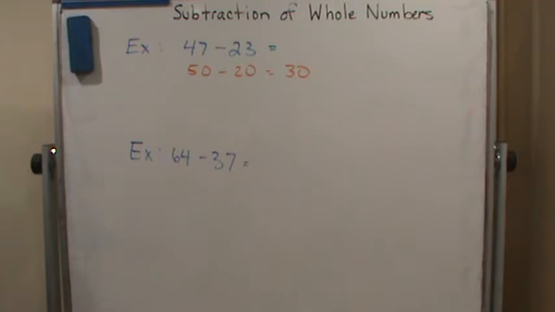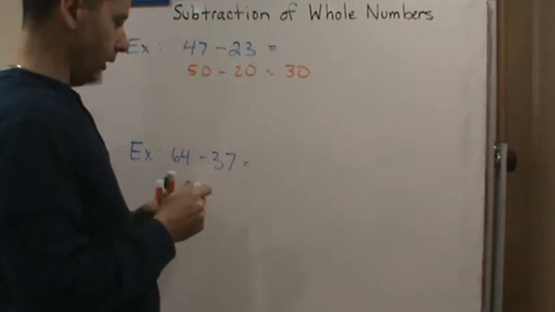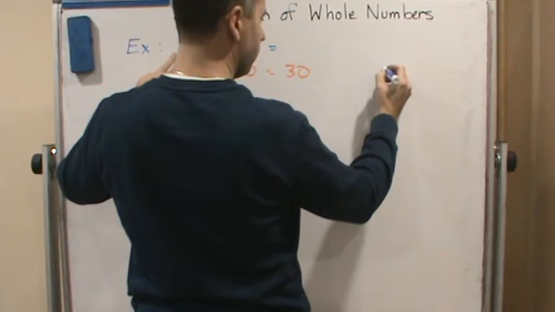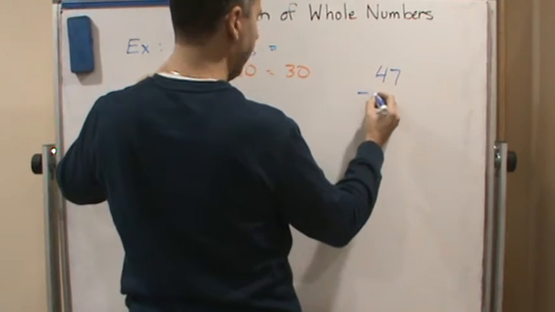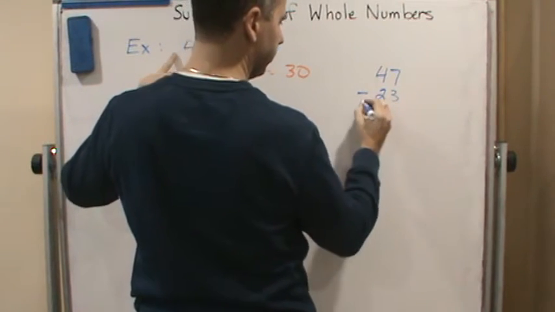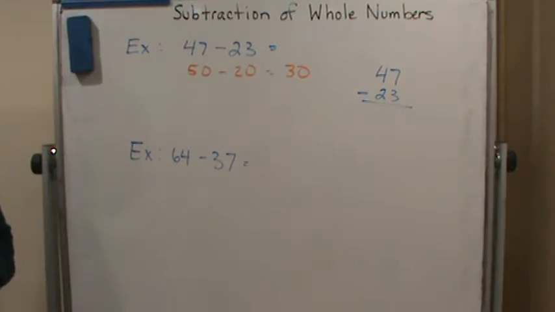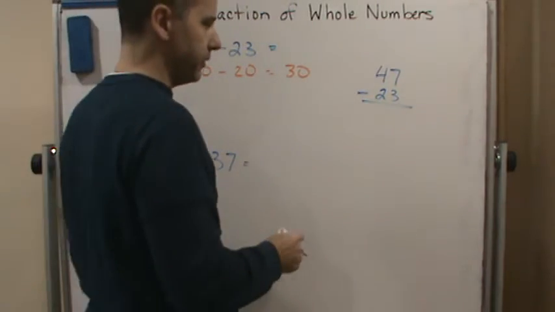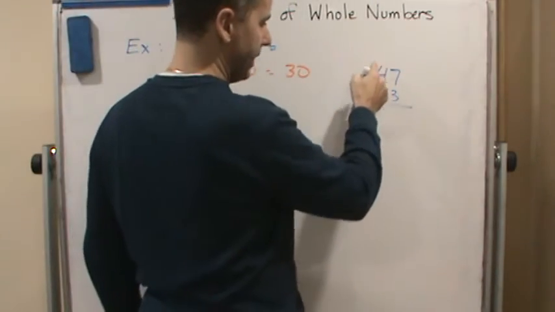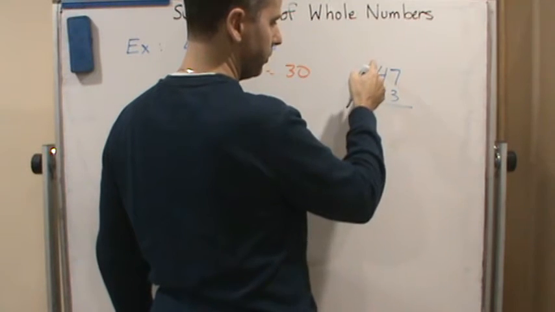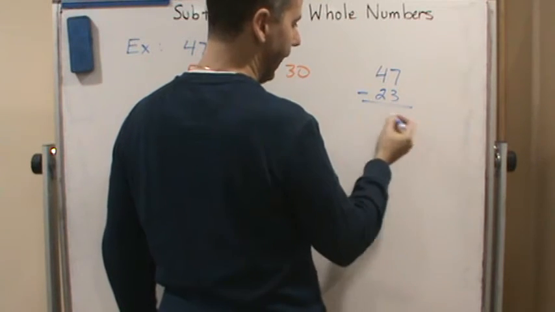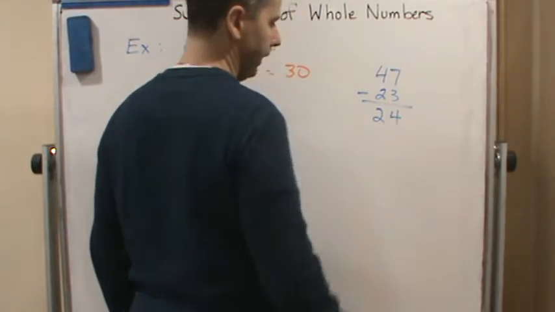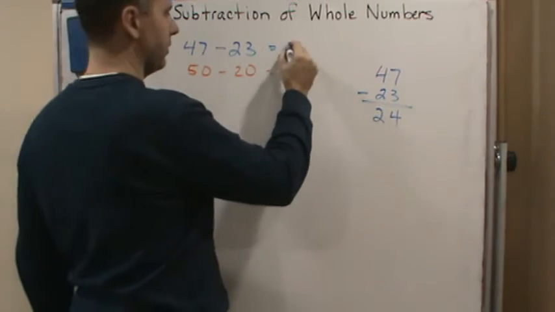And so now I'm going to set this up vertically. So I'm going to take 47, and I'm going to line up the ones digit. So 47 minus 23. And now again, just like I showed before, you can subtract left to right. So how do I do this? Well, I'm just going to subtract the tens and then subtract the ones. If I subtract the tens column, I get what? 2. If I subtract the ones column, I get 4. And so the difference is 24.